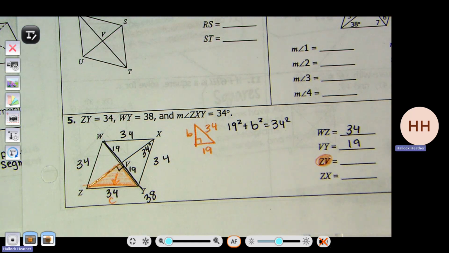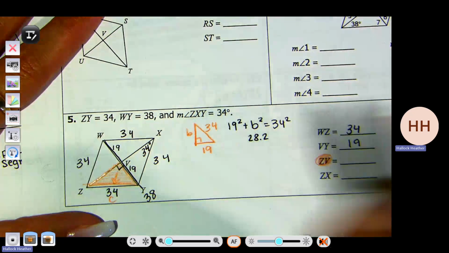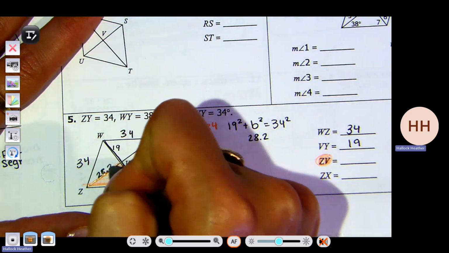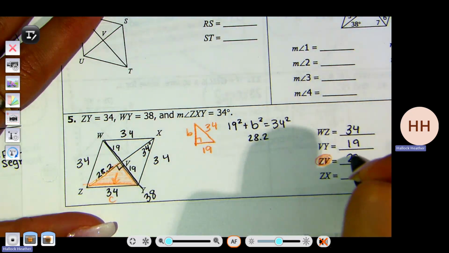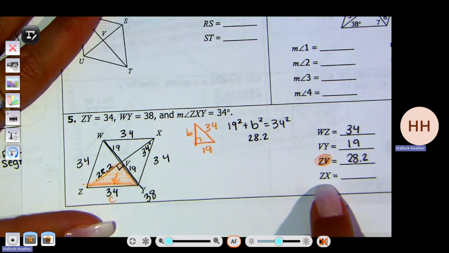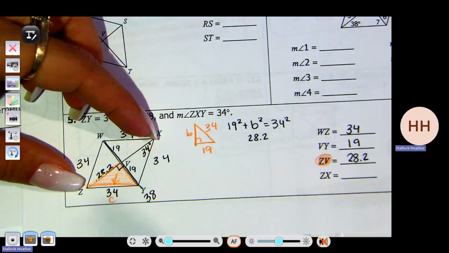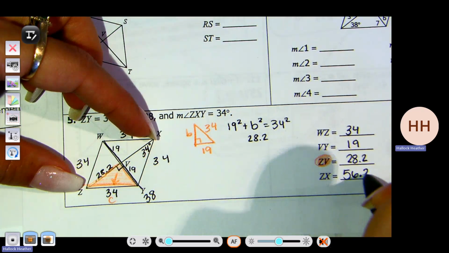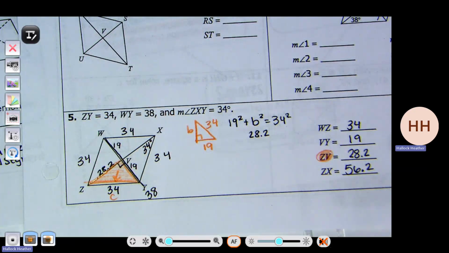So somebody with a calculator, what do we get? 28.2. Is that right? Yeah, that is right. So you should get 28.2. So 28.2 is not the whole length. It's just this piece right here. So 28.2 represents the height of my right triangle. So 28.2 goes here. So then what would Z to X make? 56 point something, because I would have to add it twice or multiply it by 2. So those are sides because they have 2 letters. Sides are the Pythagorean theorem.